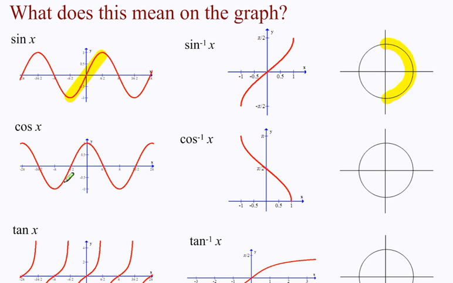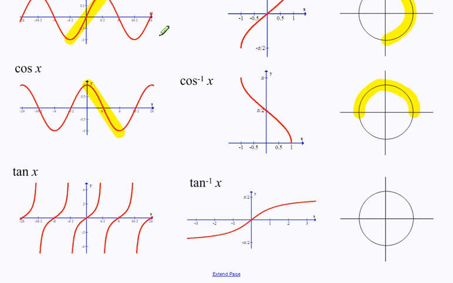For cosine, we can't use that same region because if I went from here to here, it wouldn't pass the horizontal line test. So it actually goes from 0 to pi, and you'll see up here it goes from 0 up to pi. So on cosine, we're looking for our answers between 0 and pi. In tangent, we take just this section right here, and it's the same region as sine. It goes from negative pi over 2 to pi over 2, or from here to here.